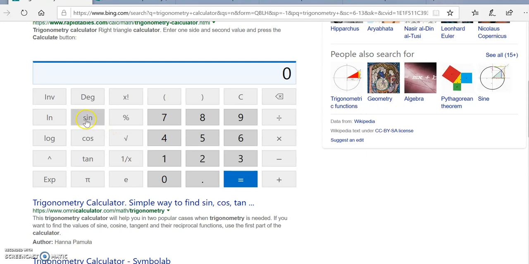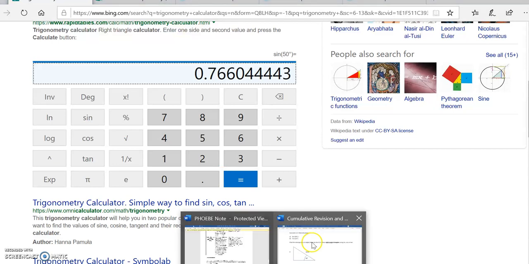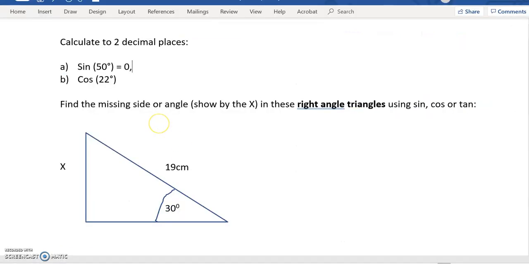We go to our calculator and we go sine 50 equals 0.7766. So we might round it to 0.77. That's just a matter of doing the calculation and writing it in.